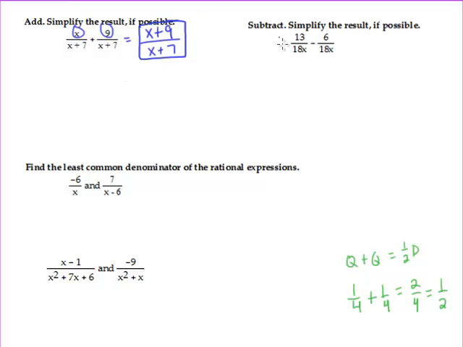On the next one, we're subtracting, so that means that we just have to do 13 minus 6 instead of 13 plus 6. So that's 7 over our common denominator, which is 18x.